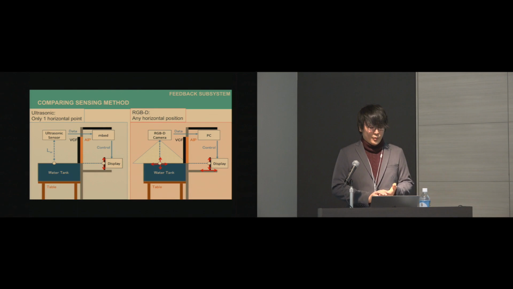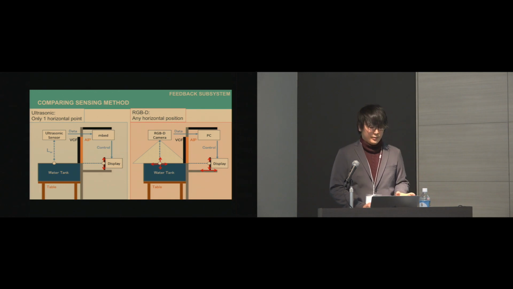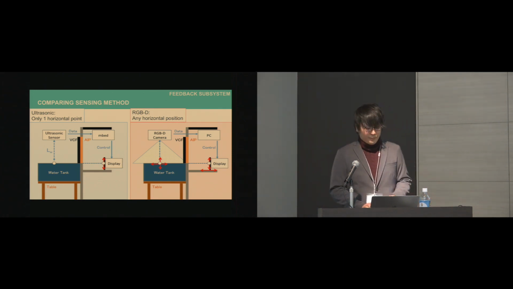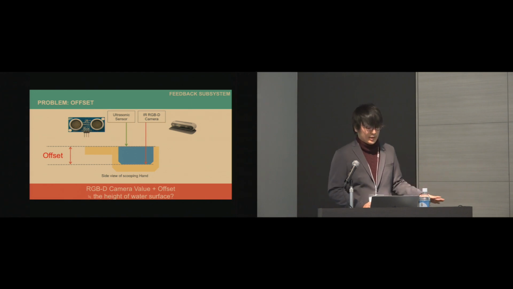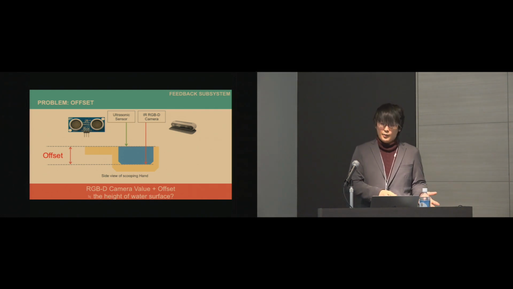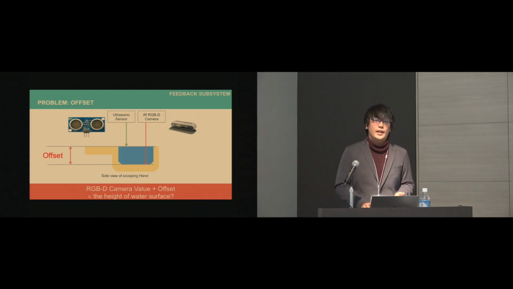And there are two ways to measure the reflecting surface. One is an ultrasonic sensor, and the other is an RGB-D camera. But ultrasonic can measure only one point directly under the sensor. So we use an RGB-D camera. An RGB-D camera can measure any horizontal position. But it cannot measure the height of the water surface. It measures the bottom of the scooping hand. So we showed that if the system adds an offset value to the RGB-D camera's value, the values of ultrasonic and RGB-D camera will be almost the same. So we need to find a proper offset.